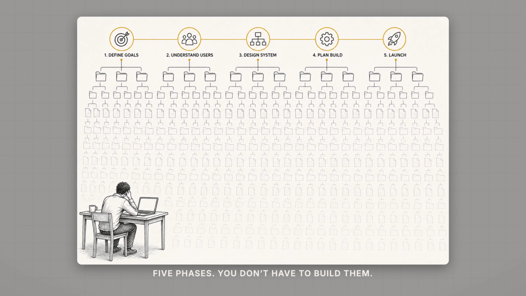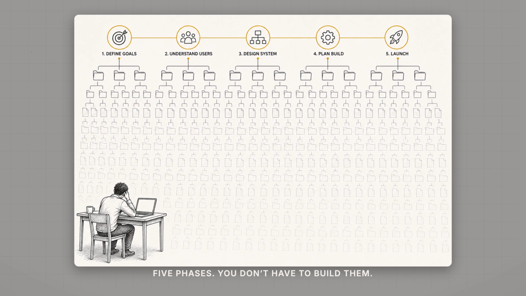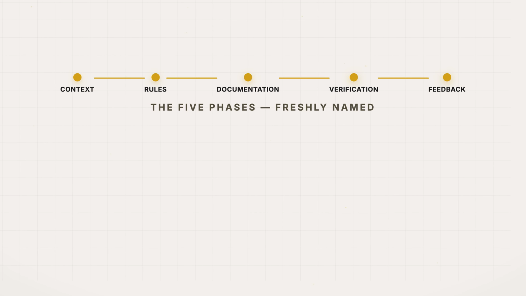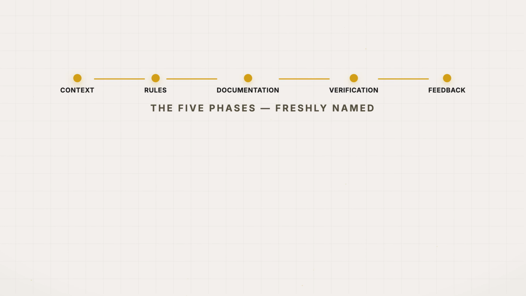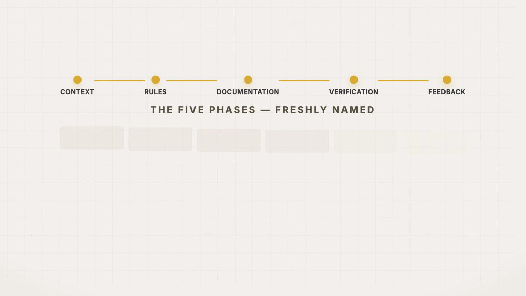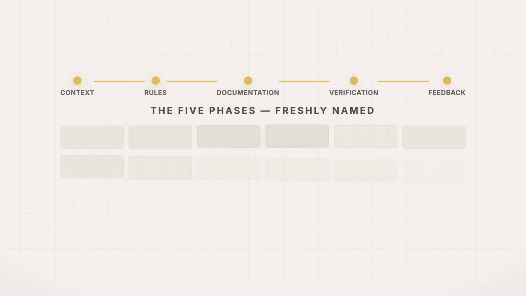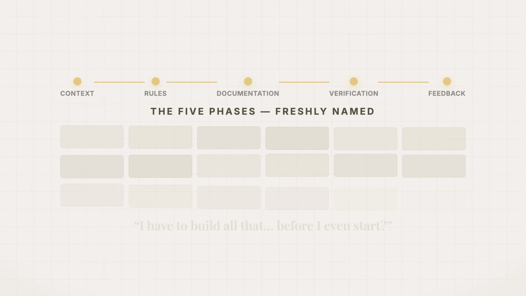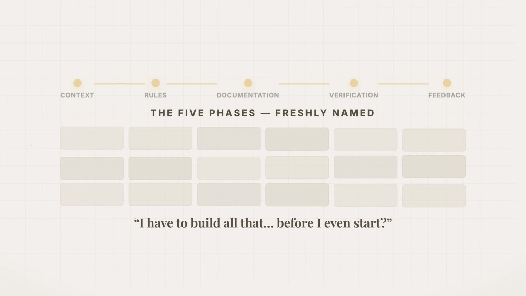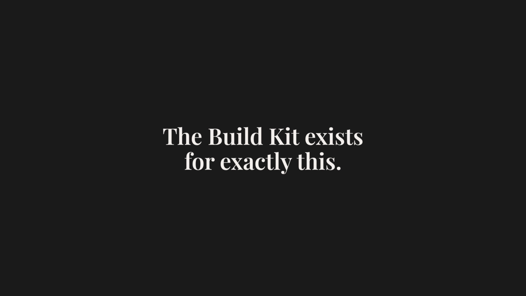Last lesson, name the 5 phases: context, rules, documentation, verification, feedback loops. And if you're being honest, a quiet little dread probably showed up right behind it. Great, 5 phases. So now I have to go build all of that. The folders, the files, the structure, before I'm even allowed to start the thing I actually wanted to build. That's the part that makes people close the tab.